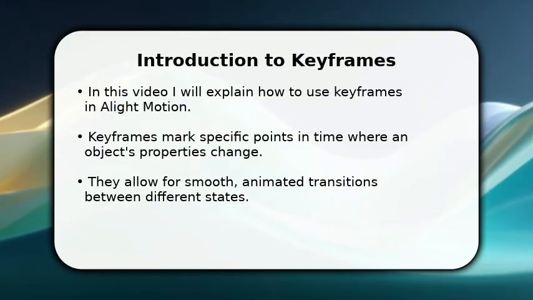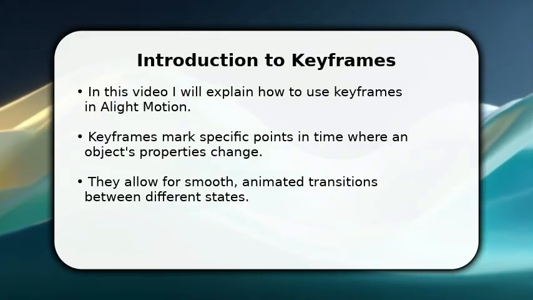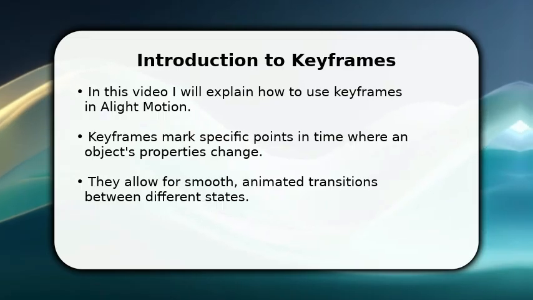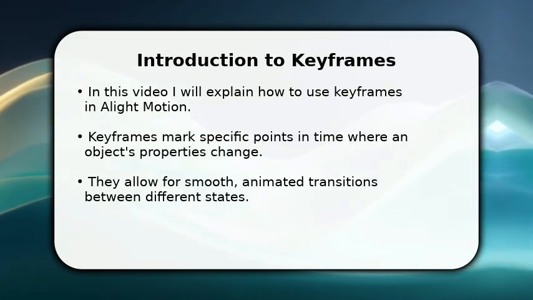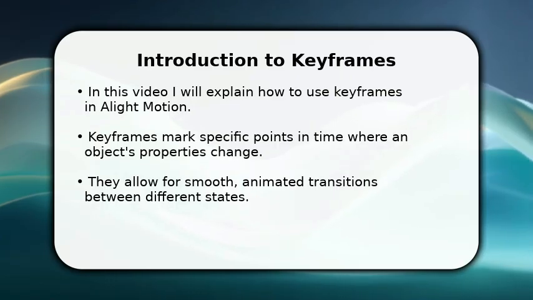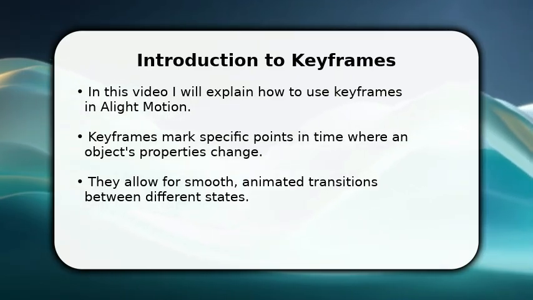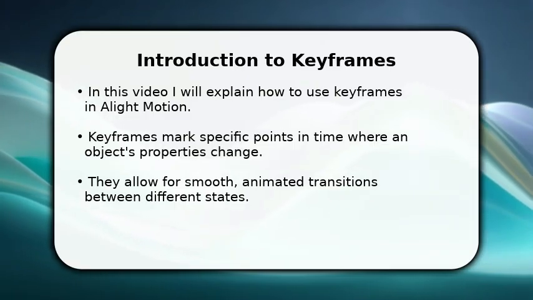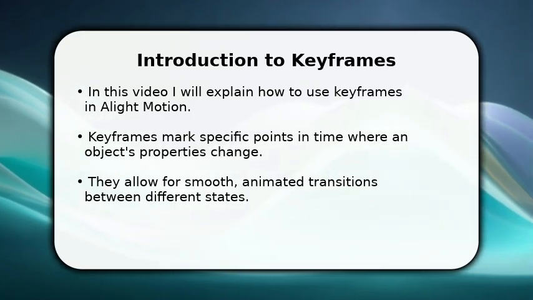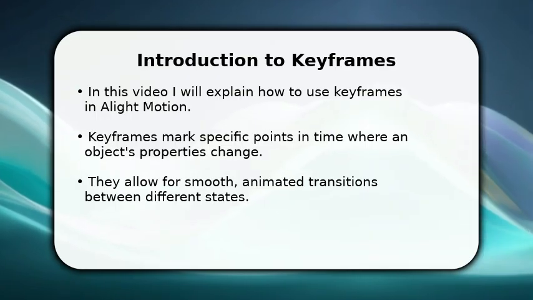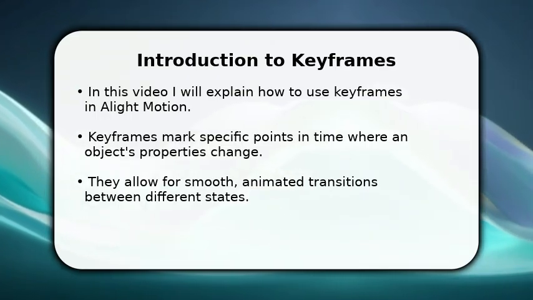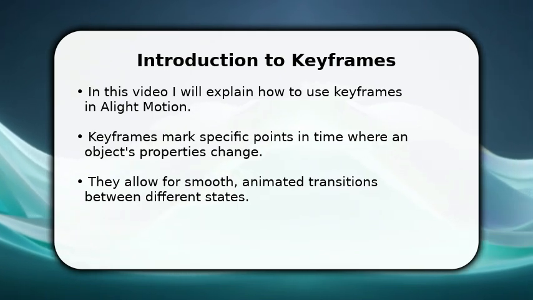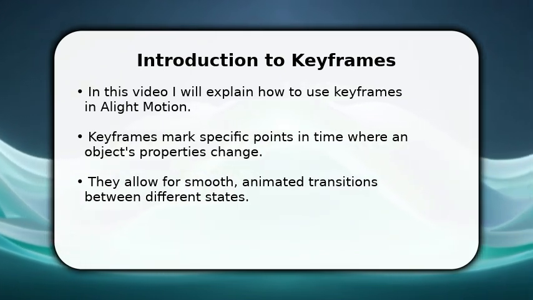In this video, I will explain how to use keyframes in Alight Motion. Keyframes are essential tools for bringing your designs to life, allowing you to animate various properties of your layers. They mark specific points in time where an object's characteristics, such as its position, size, or rotation, will change. By setting just 2 or more keyframes, you can create smooth, dynamic transitions and movements, transforming static images into engaging animations with ease and precision.